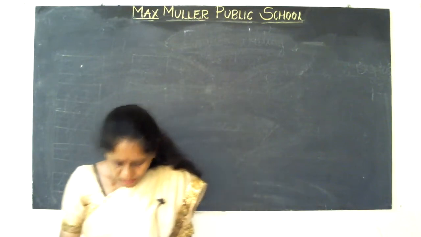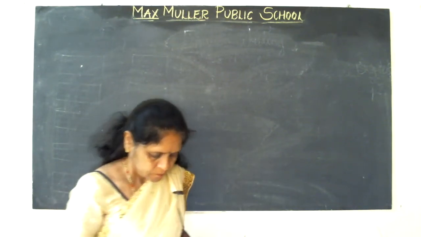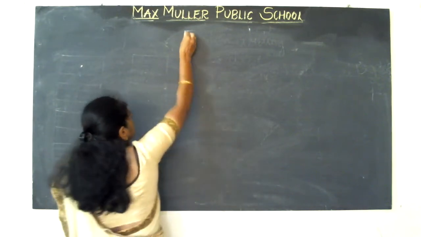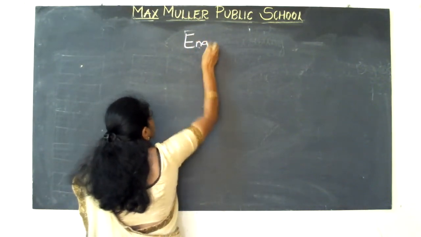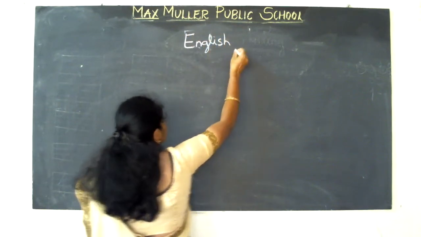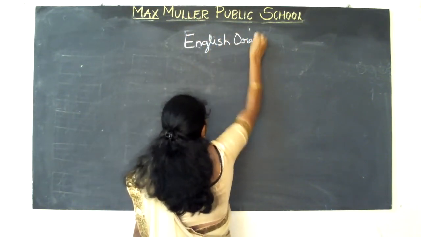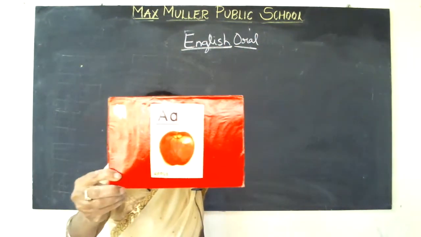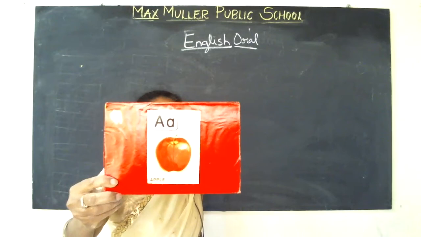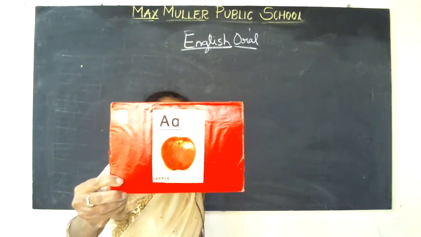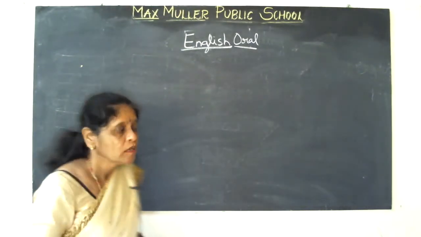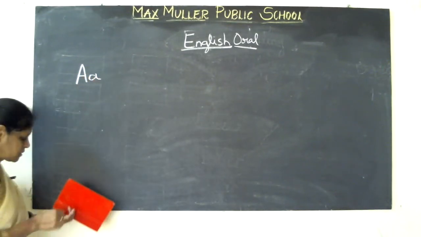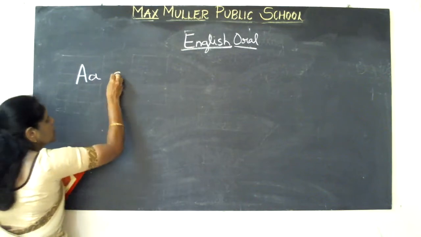Next you're going to learn English oral. Okay. Now what letter is this? Capital A, small a. A for apple. You like apple, right? So you are going to write here capital A, small a. A for apple.